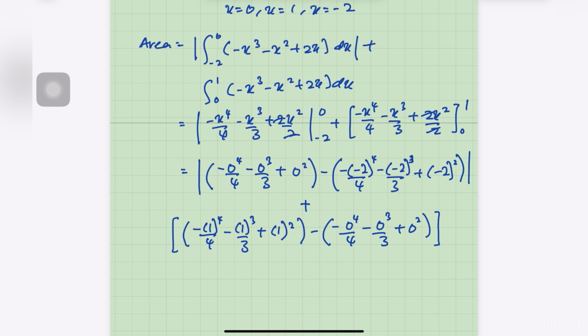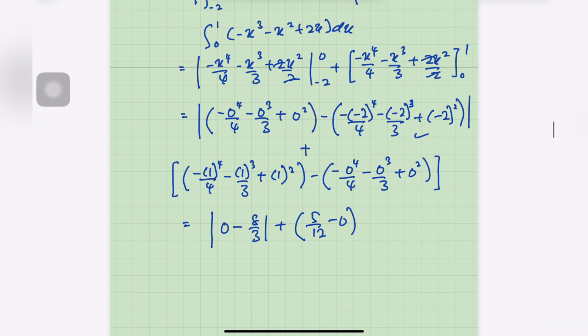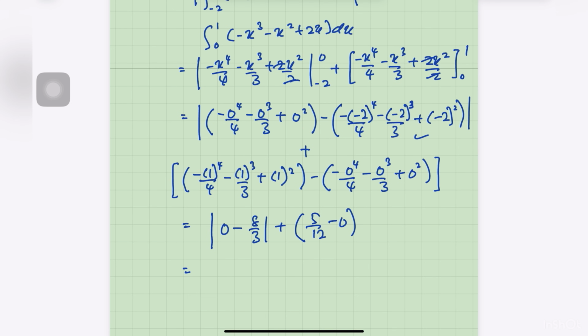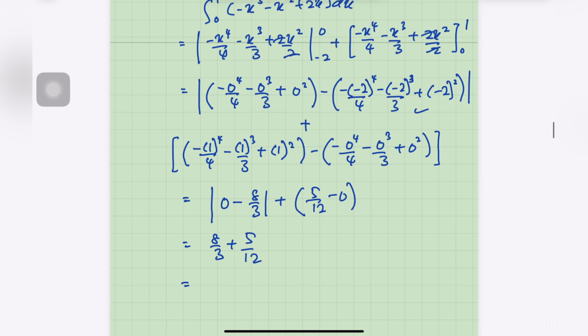Okay, so ni kita guna calculator lah. Okay, so yang ni kita akan dapat ni 0 minus yang this part is 8 over 3, plus this one 5 over 12 minus 0. So just now kalau negatif kita kena positifkan lah. Negatif tu kalau value sebab dia under x axis, that's why dia negatif. Tapi kita nak cari area, kita kena moduluskan. So 8 over 3 plus dengan 5 over 12. So the area is 37 over 12.